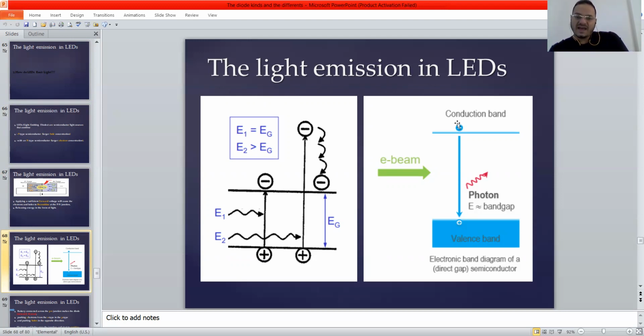When the electrons come back to this point again, at first they jump to this point and come back. From this point, in the conduction band to the valence band, when they come back, the photons will be emitted. Electron band diagram of a direct gap semiconductor.